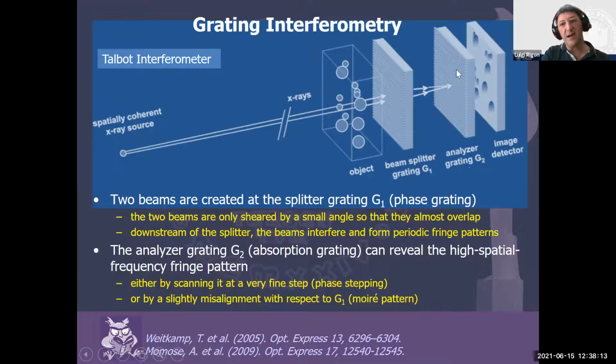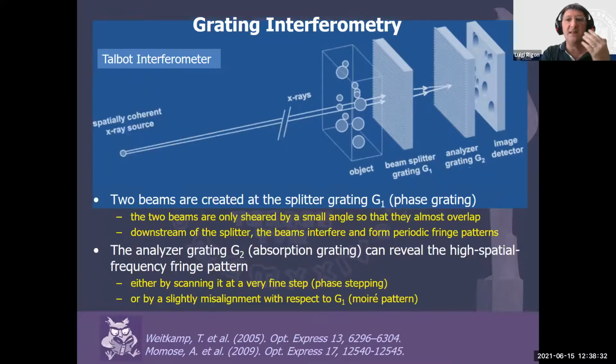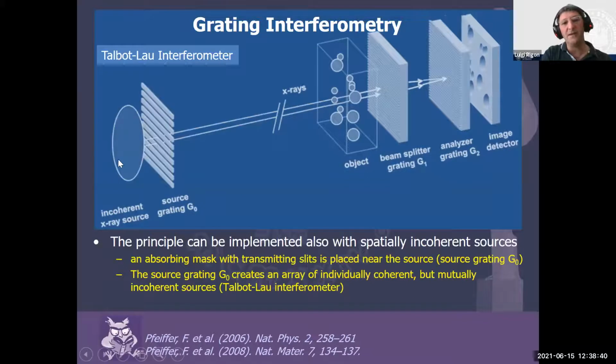You can, again, either scan it or put in a slight misalignment, in order to reveal a moiré pattern. Now, I don't have the time to go into details, but the important thing is that this principle can also be implemented with spatially incoherent sources. I mean, this is an interferometric technique, so in principle it needs coherence. But if you have an incoherent source, you can put in an additional grating.